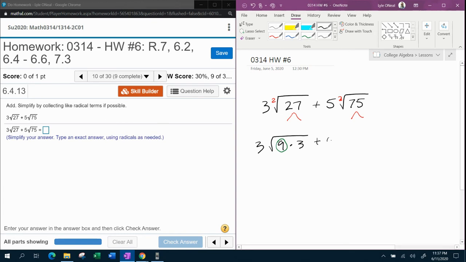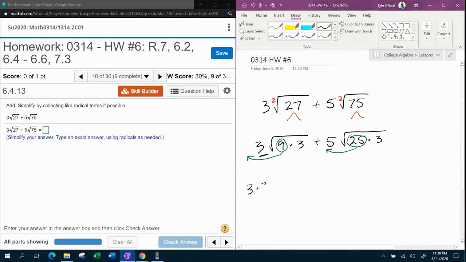Now, for the second radical, we're going to try to come up with factors, numbers that multiply to make 75, one of which is a perfect square. And again, I hope it doesn't take you too long to come up with 25 times 3. 25 times 3 is 75. 25 is square rootable. 25 is a perfect square. So now the 9 and the 25 are going to get to come out from under the radical because they are square rootable. So this 9 comes out and becomes a 3.